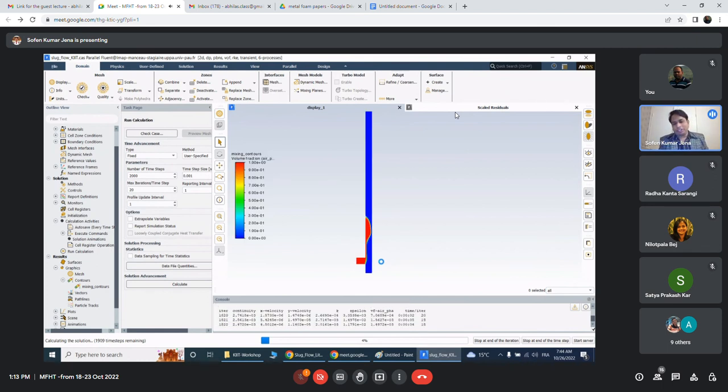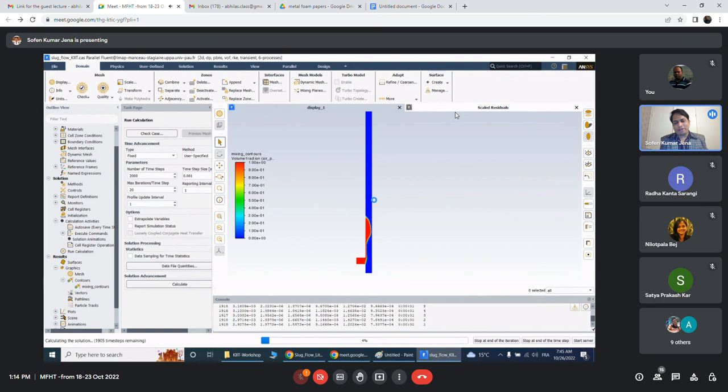So gradually you can see the bubble is growing, meaning that at a far distance from the mixture chamber, we can see the Taylor bubble. If you allow it to run for a long time, we can see that. Hopefully I will share these files with Abhilash. He will share it with you.